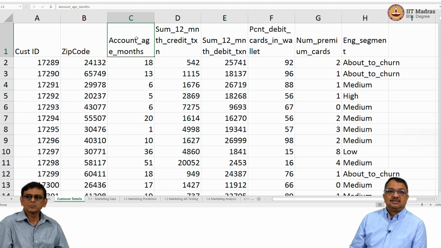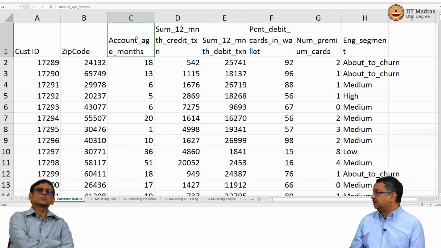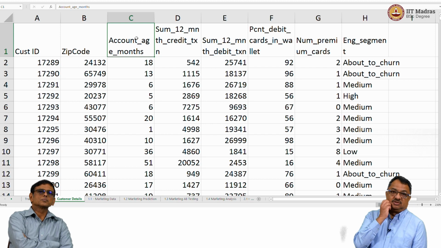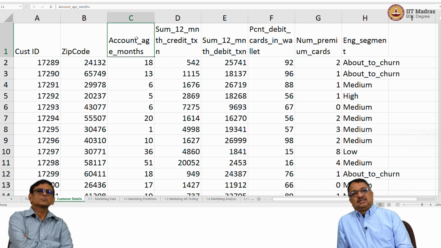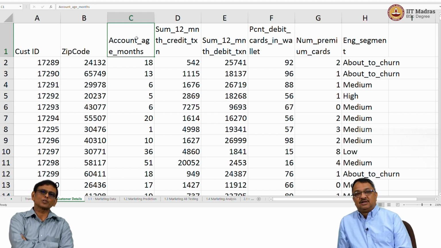The second thing is how many months this customer or this account has been active for PayBuddy. Is it a relatively new account? Is it an old account? And so on. The third thing is how much this person has spent on credit cards in the last 12 months. Also, what is the total purchase made on credit card? This is in dollar value, I think. Total purchase, $542 worth, this person has spent on credit card.